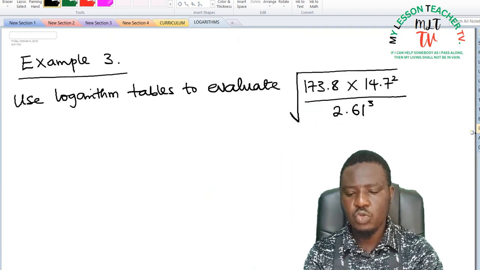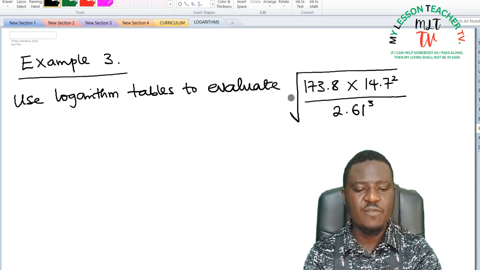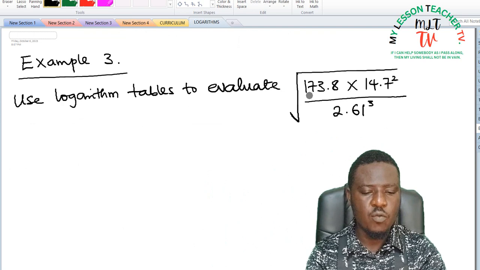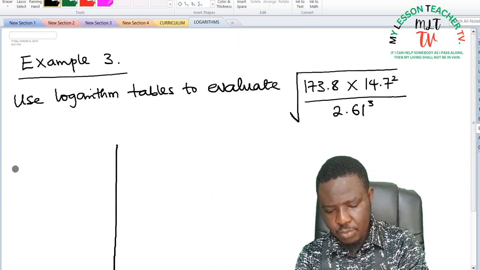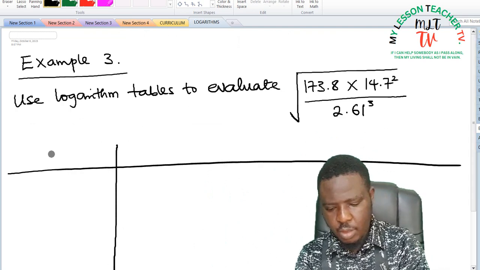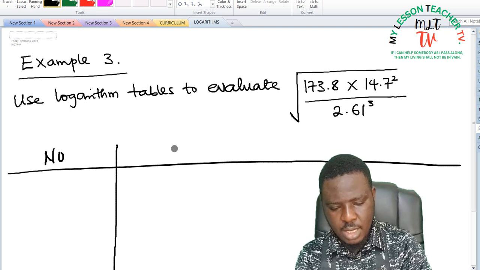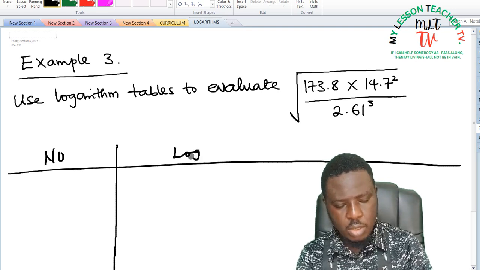Example 3, we are to use logarithm tables to evaluate the square root of 173.8 times 14.7 squared divided by 2.61 cubed. I'm going to draw my table where this is number and this is log.